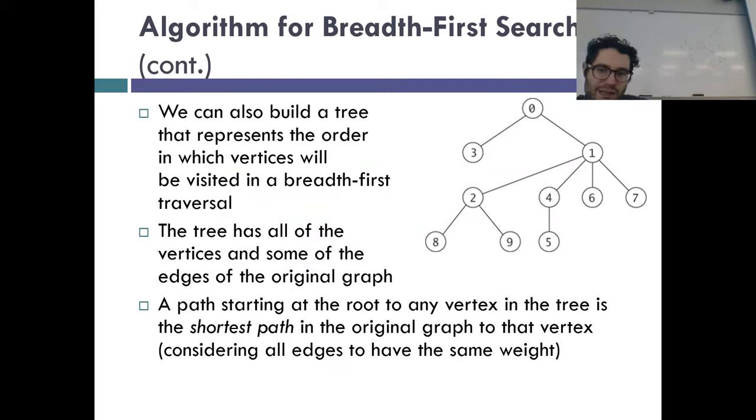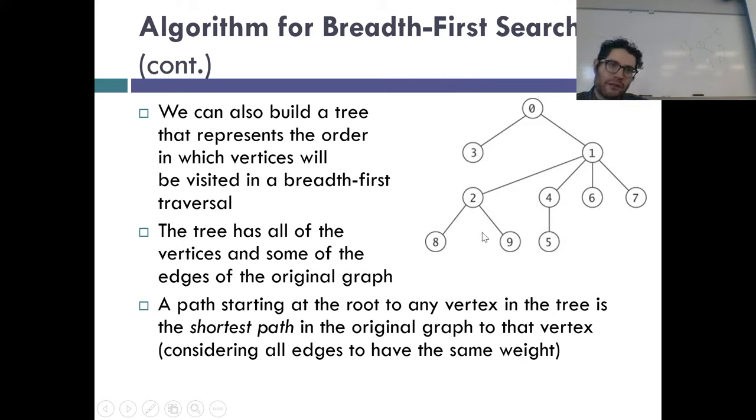The order in which you visit stuff can actually produce a tree, kind of a walkthrough from your starting location to all the other locations. And that has two useful things. First is that it produces this path, a series of paths for you, but it also gives you the shortest paths from the starting node to all the other nodes.